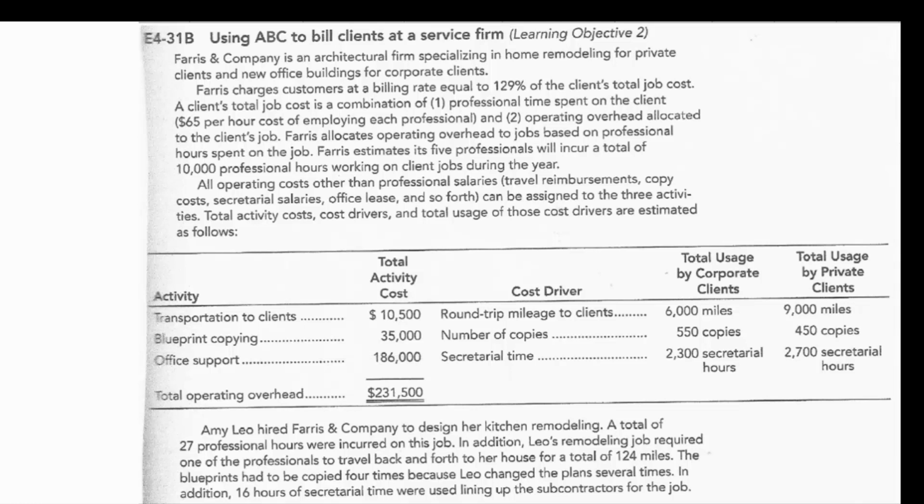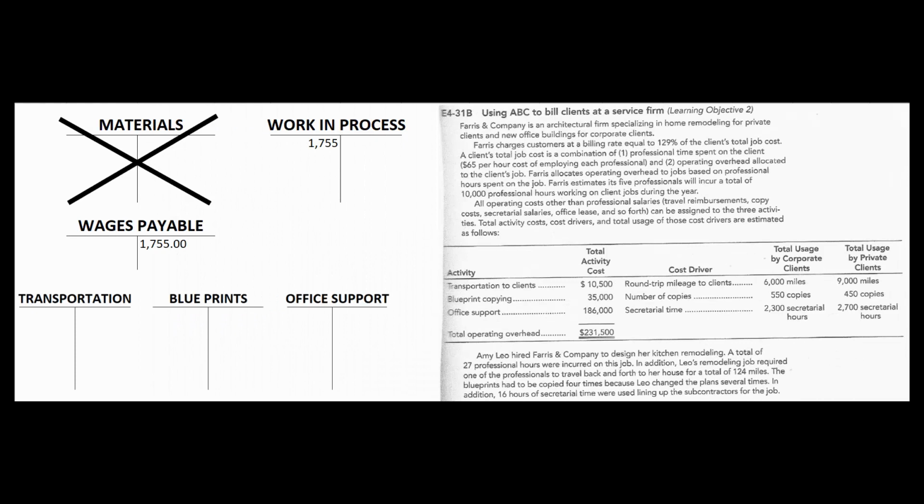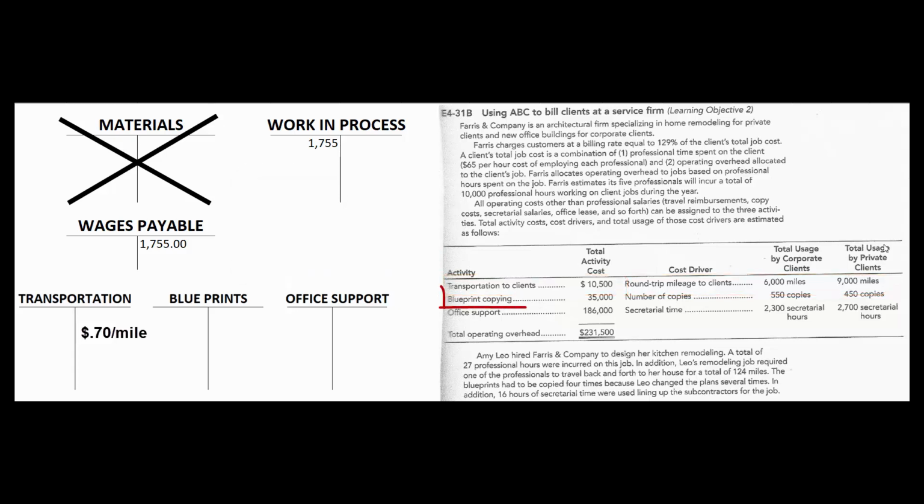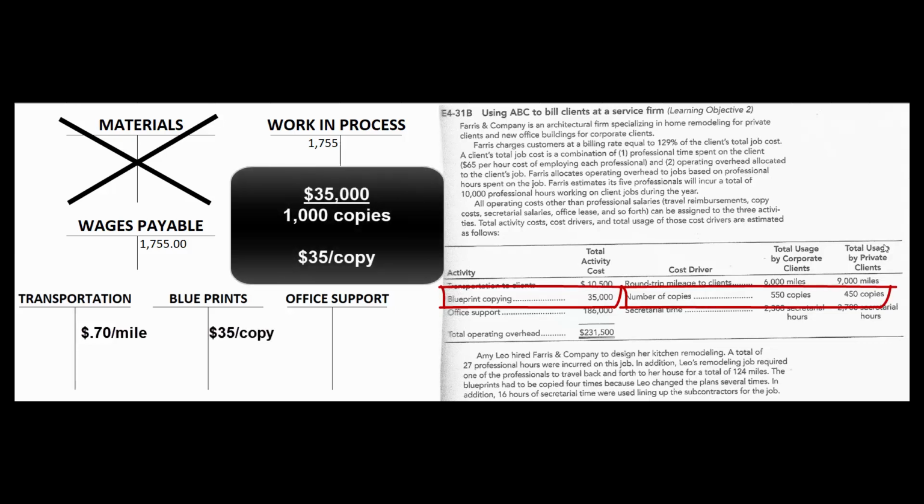And what we'll do is we'll come up with a rule for each of these three pools of overhead. At the beginning of the year, the company sits down and thinks our total transportation costs for the year are going to be $10,500. Our total driver is 15,000 miles. Ignore the fact that they broke it down by private versus corporate clients. 10,500 divided by a total of 15,000 miles means that our rule is going to be 70 cents per mile. For blueprints, 35,000 divided by 1,000 copies, because the number of copies is our driver, which means our application rate is $35 per copy.